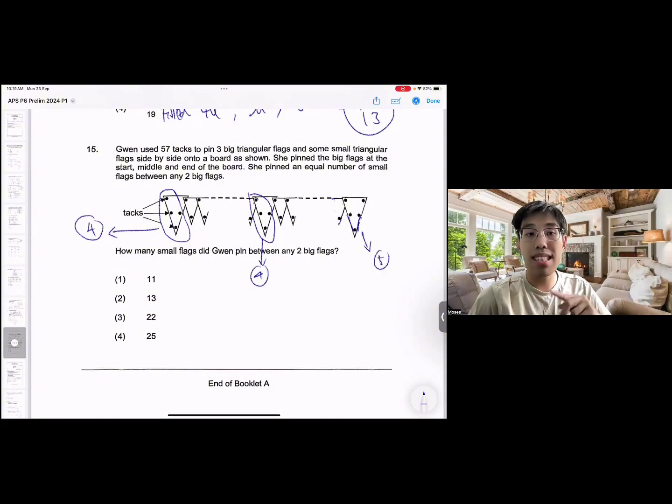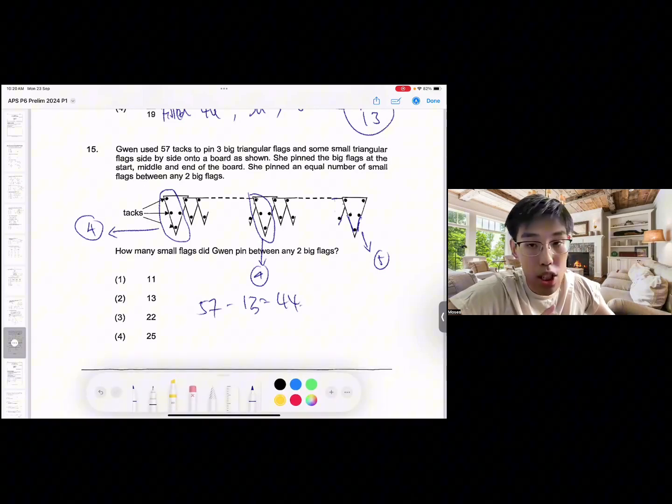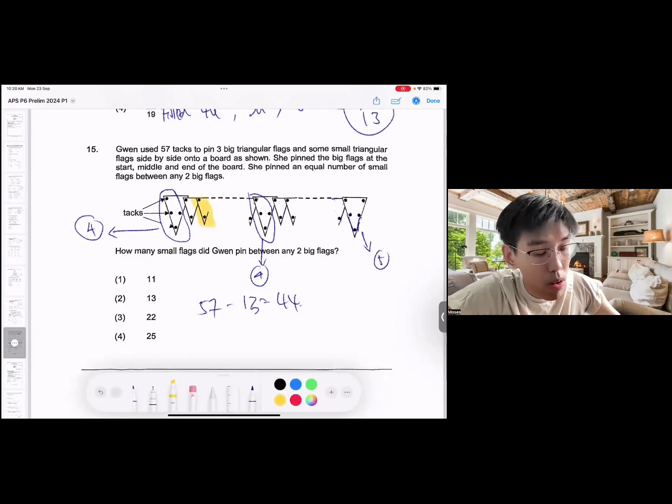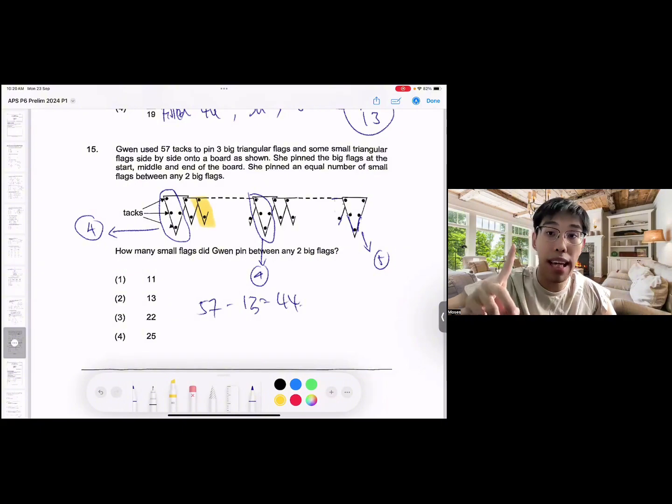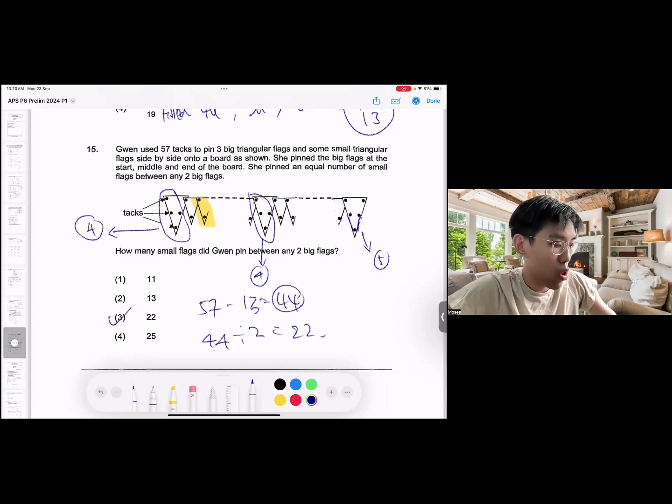So we need to take all these things out first. Okay, so it's 57 minus 13, 44. Because in order to pin the small flags, you see I change the color, it requires 2 tags for one small flag. So that means the remaining 44 tags are all used to pin the small flags. So it's just 44 divided by 2. Answer 22. Option 3.